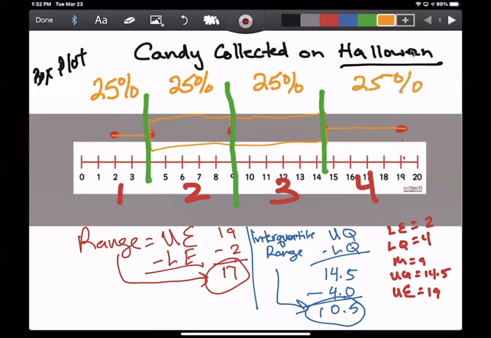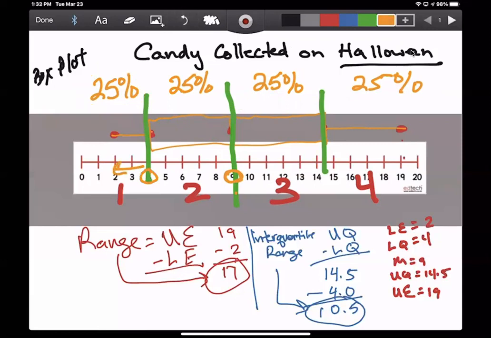So I can look at this data and say that I want to know how many kids got more than 9. What percentage of kids got more than 9 pieces of candy? Well, more is to the right. So what percentage is to the right of 9? Well, there's 25 and there's 25. So together, that would be 50% got more than 9 pieces of candy. Okay. If I wanted to know what percentage of kids got less than 4, well, there's 4, and less is to the left. That would just be 25%.